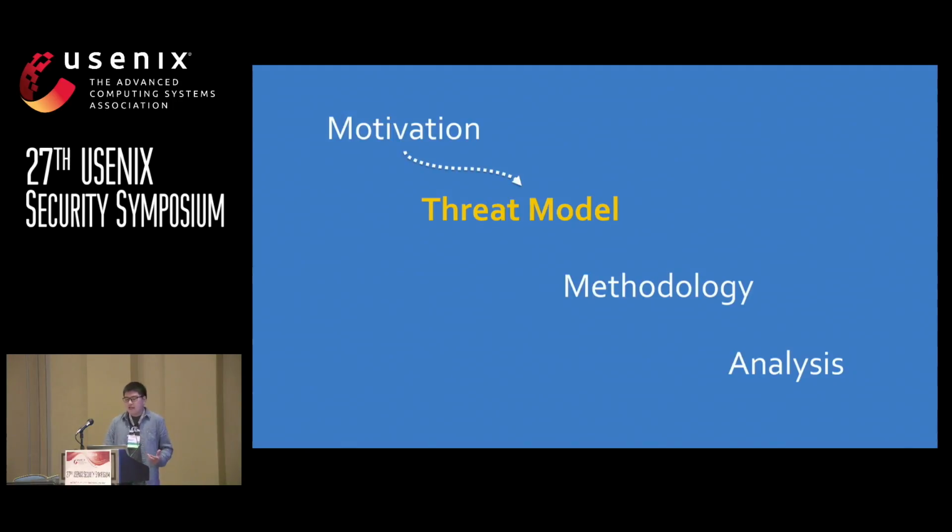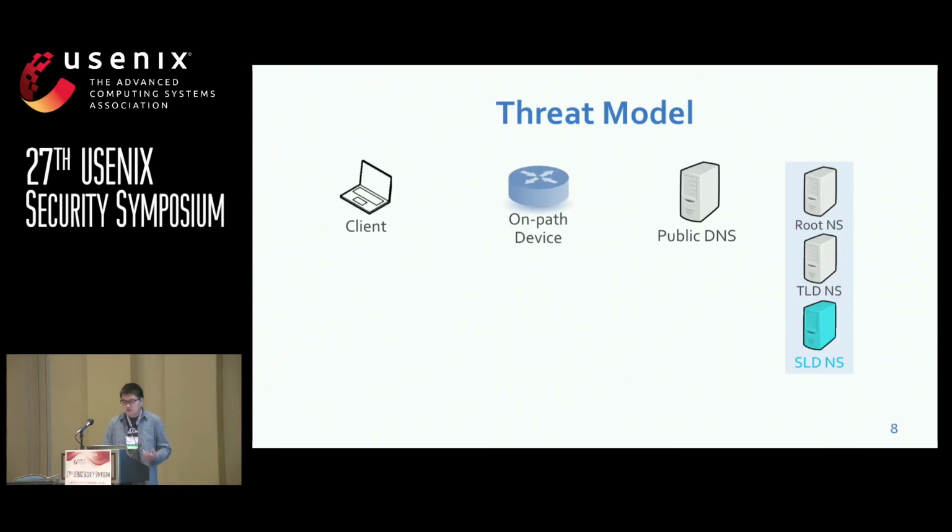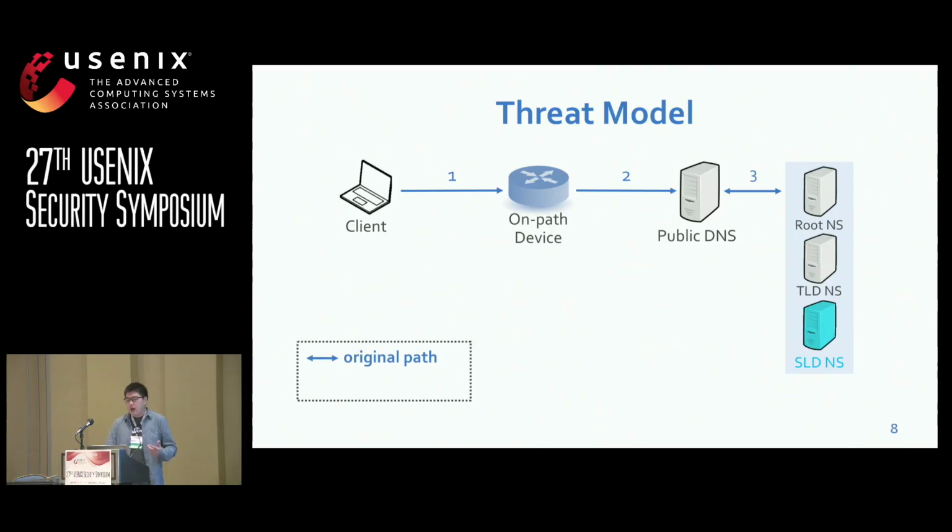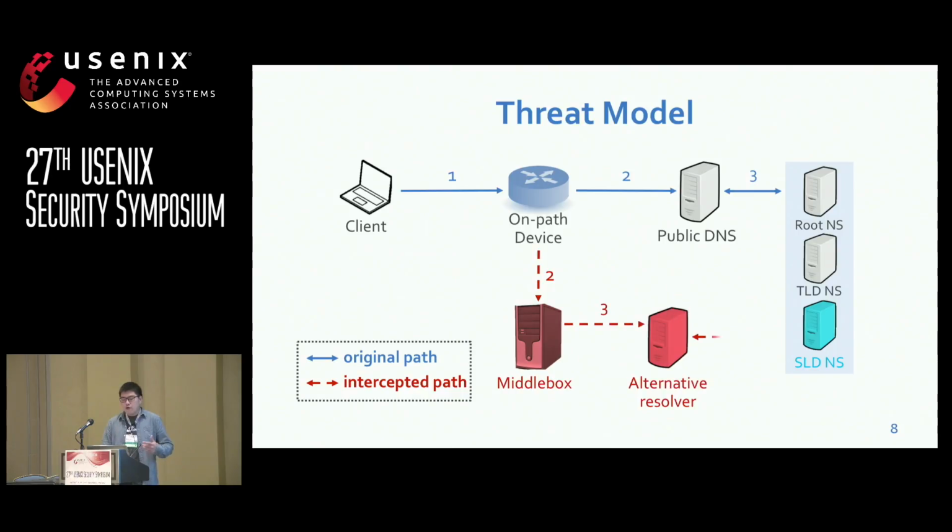Okay, now let's take a look at the threat model. We focus on requests to popular public DNS resolvers and discuss how they are intercepted. So normally, when a client chooses to use a public DNS resolver, requests will reach the specified resolver through some devices. But some devices may manipulate the packets and redirect DNS requests to alternative resolvers, which do the rest of the work and get the response normally.